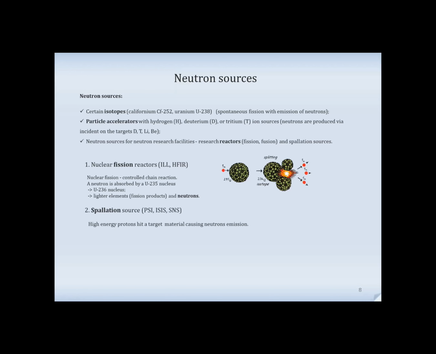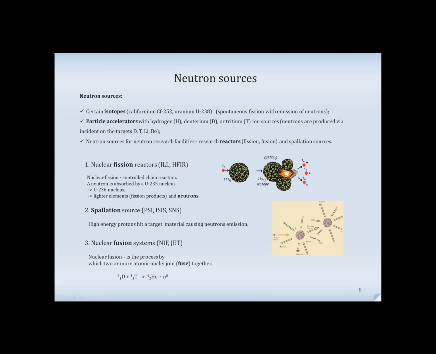Next, there are spallation sources. There are some centers in the world which operate a spallation source. It's PSI in Switzerland, the Paul Scherrer Institute, and some in the UK and in the United States also. Spallation is just high-energy protons hitting a target, and as a result of this collision, a few neutrons are released, and we can also use them.